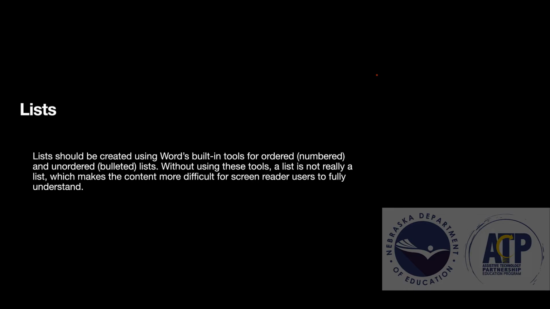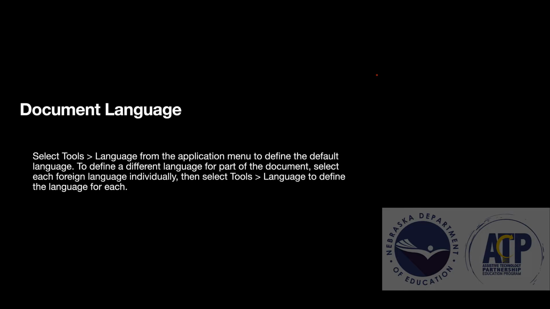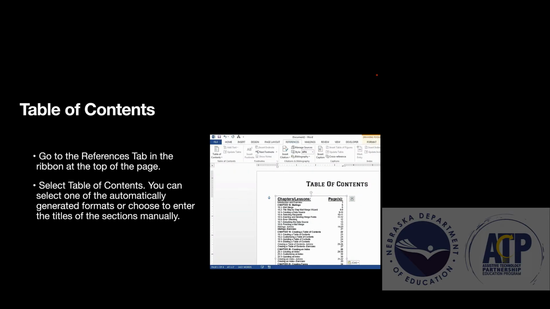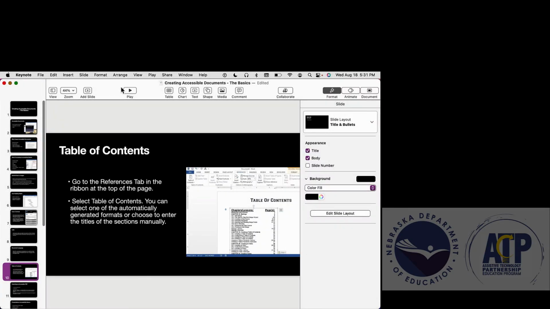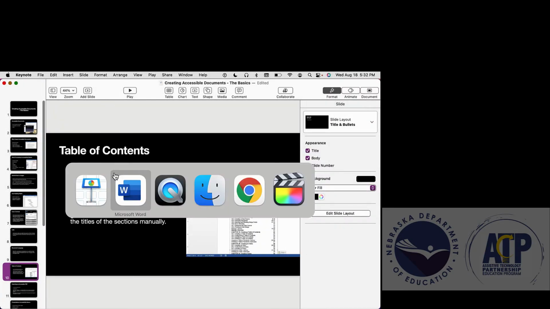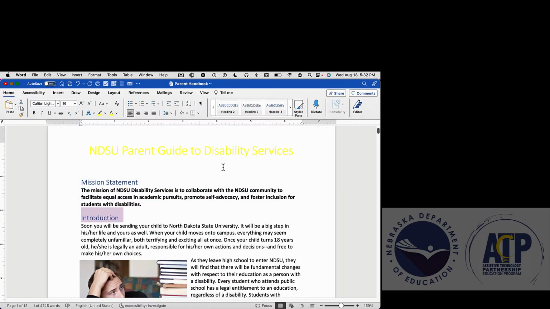So lists, again, you want to use the list feature when you're creating lists rather than creating lists manually. You want to use Word's built-in tools for creating ordered or numbered, or unordered or bulleted lists. Document language just tells you where you can go in and set the document language. We won't show you that at this point. It's very easy to find, but there you're going to designate the language that you're working with. The last thing is table of contents. You want to create a table of contents so it's easier to move around that document.